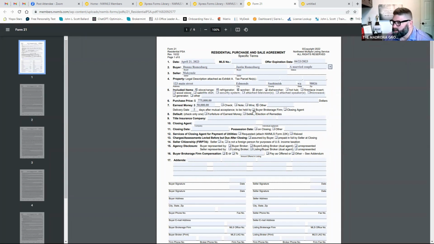Who's going to hold it? We always have the closing agent hold it. We don't want to be responsible. If we do, we have to have a whole accounting, and we're not set up to do that. So firms these days do not take the money. It goes directly to escrow. So the check would be made out to the escrow company that's going to hold it.